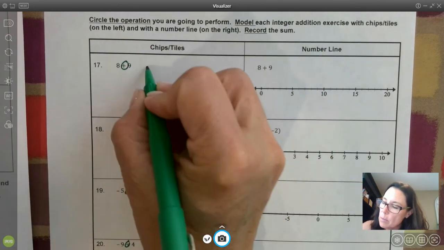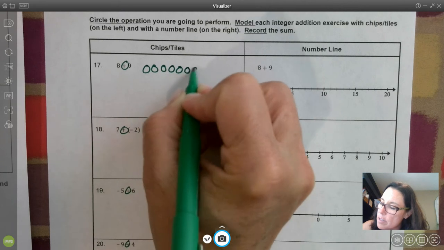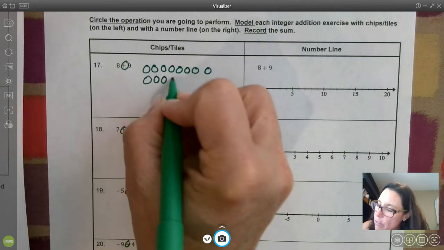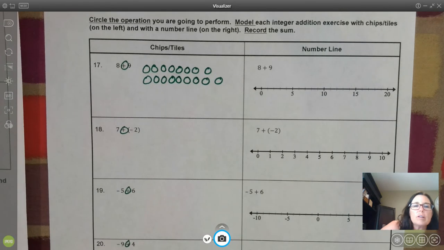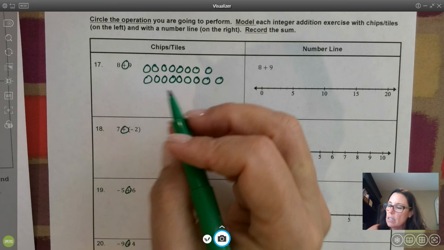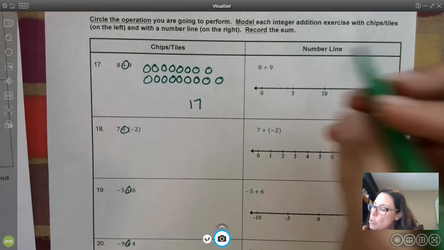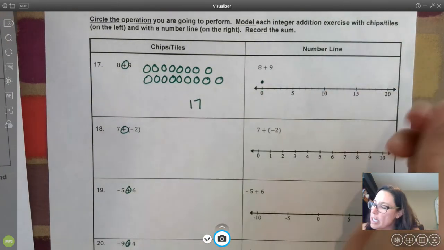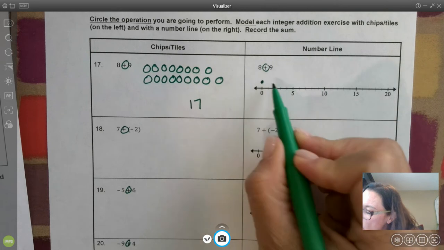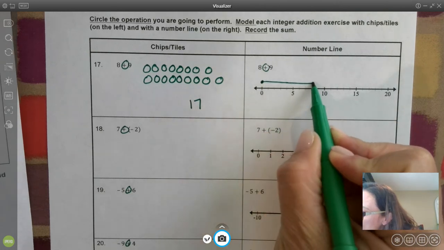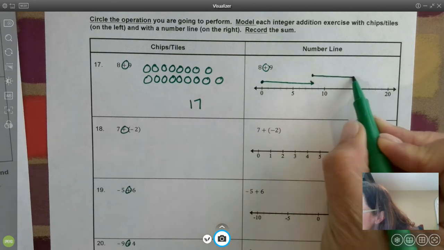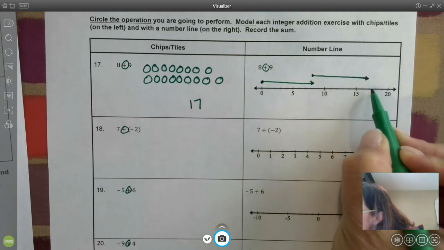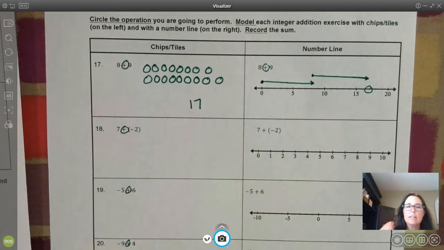Okay, 8 plus 9. 1, 2, 3, 4, 5, 6, 7, 8. 1, 2, 3, 4, 5, 6, 7, 8, 9. Now these are not zero pairs, they're all positives. So we just count them all up and we get 17. Now to put it on a number line, starting at 0, again, we're adding. We're going to go to 8, and then from 8, we're going to go 9 more. And I'm landing at 17.